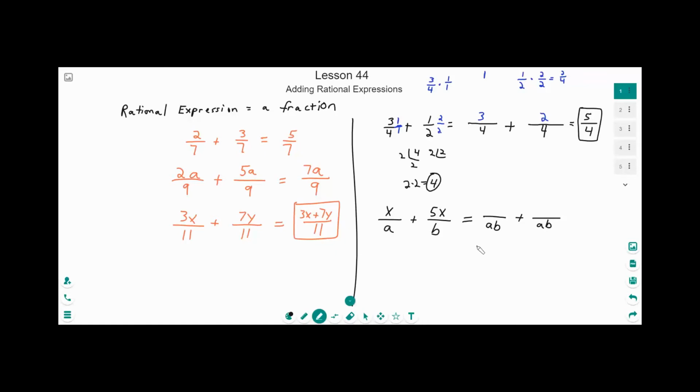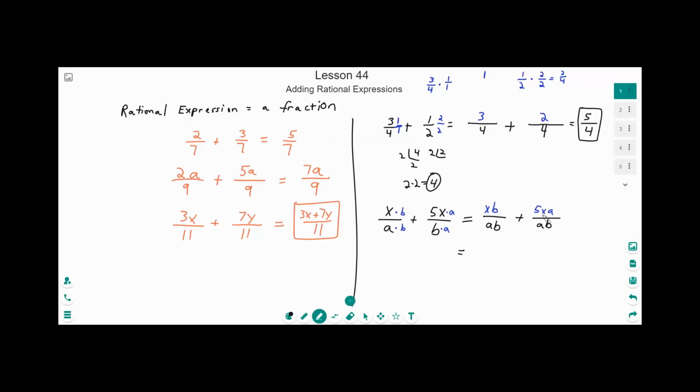That's the common denominator. Now we need to figure out what this numerator is going to be, because that's going to change. So we need to ask ourselves, what did we multiply each of these denominators by to get to this common denominator? Well, we multiplied this a by b to get to ab. So we need to multiply the numerator by b, and the x times the b is going to give us xb. And then down below, we have ab. What did we multiply this by to get to the ab? Well, we multiplied it by an a. b times a is a times b. So we need to multiply the numerator by an a, so we end up with 5xa.